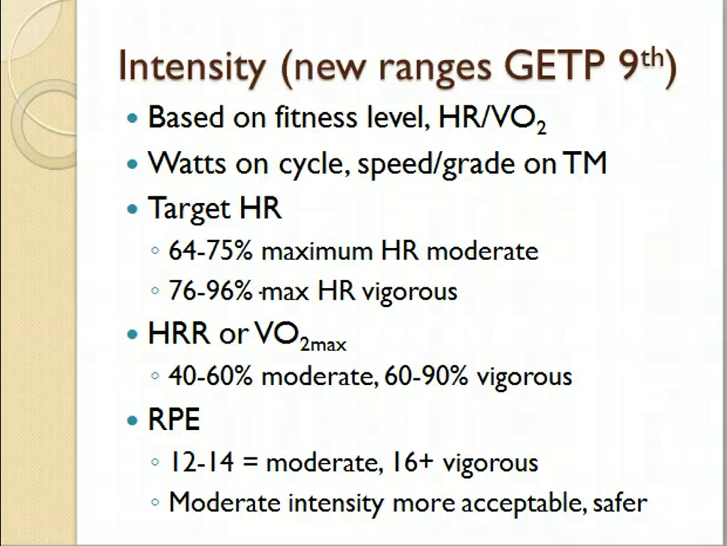Heart rate reserve, or VO2 max, using the Karvonen formula, 220 minus age. 40 to 60% moderate intensity, 60 to 90% vigorous, so 60 plus. And then perceived exertion, the Borg scale, 12 to 14 is moderate, 16 plus is vigorous. Moderate intensity is always going to be safer. If people are going to have problems, such as with a chronic disease, heart disease, pulmonary disease, it's often going to be at higher intensities. So moderate exercise is usually going to be safer for them.